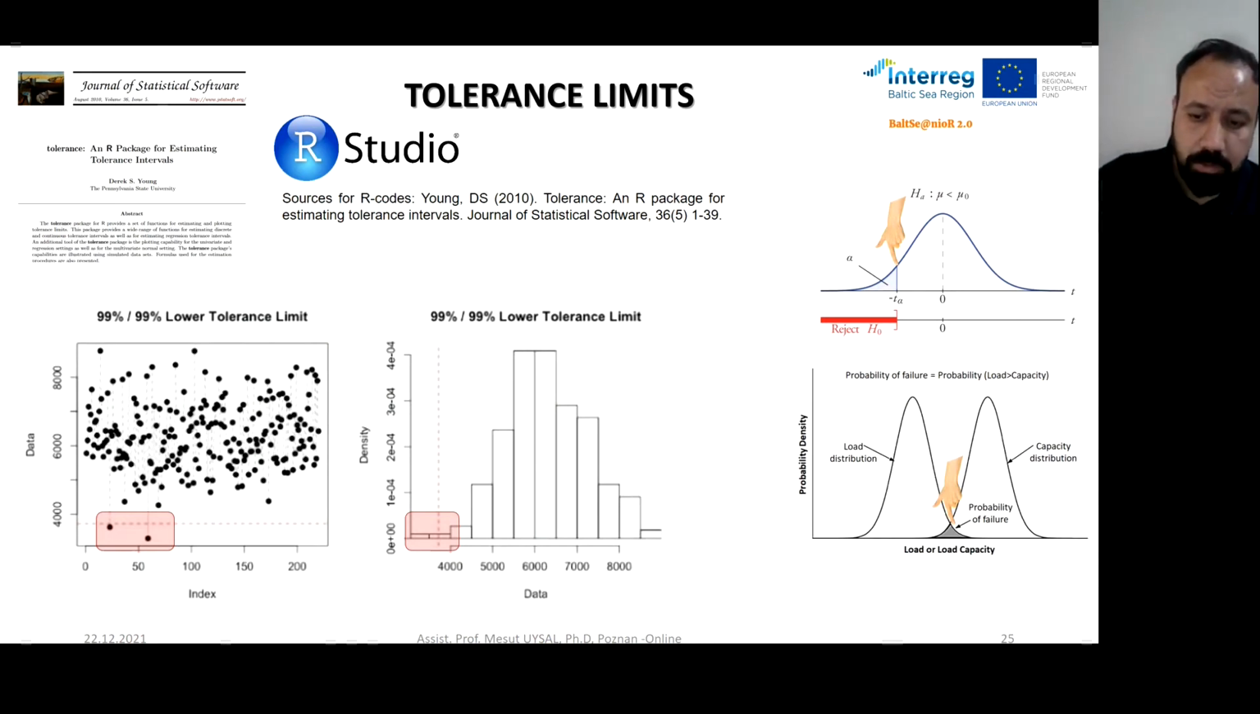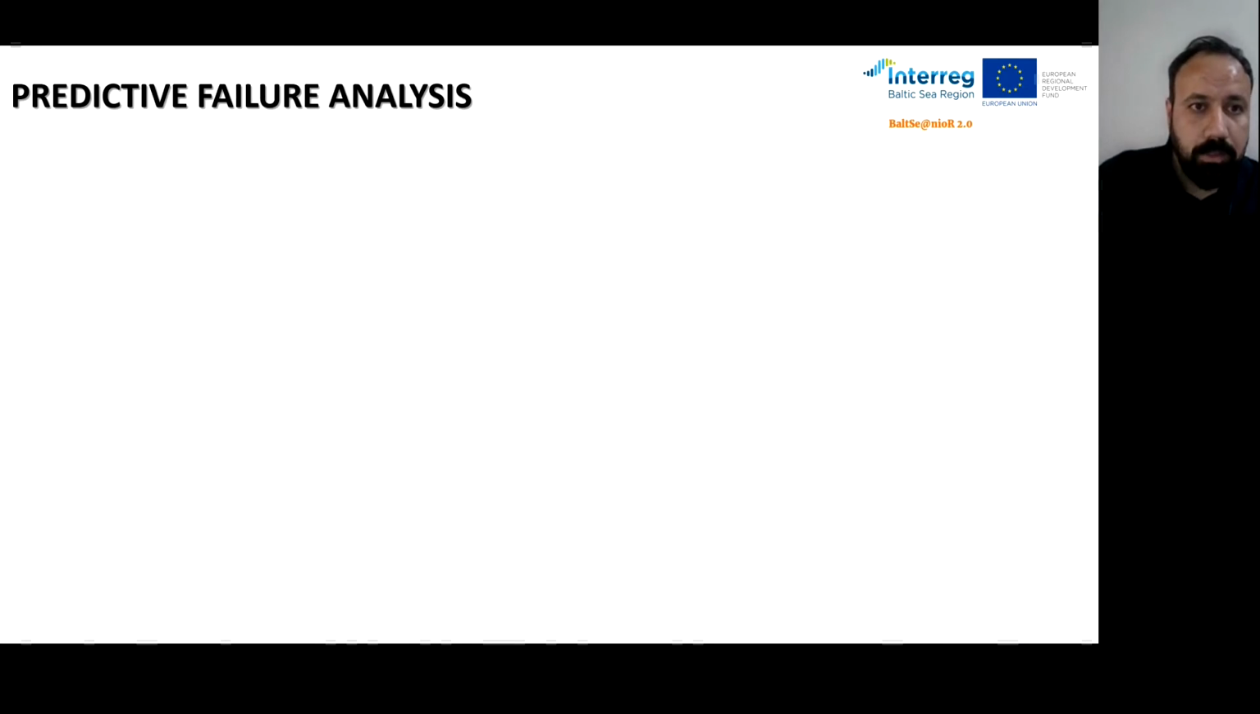we can design our material or joint in the furniture construction. And let's go to the last one, predictive failure analysis, another example of reliability analysis. In this one, we predict the life cycle or lifetime of a furniture construction.